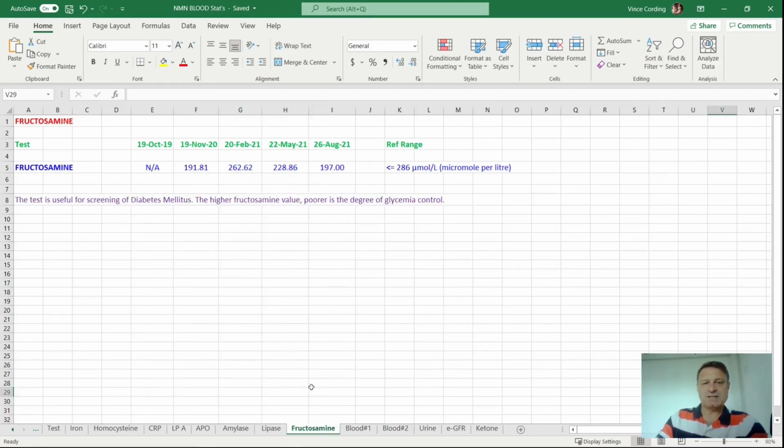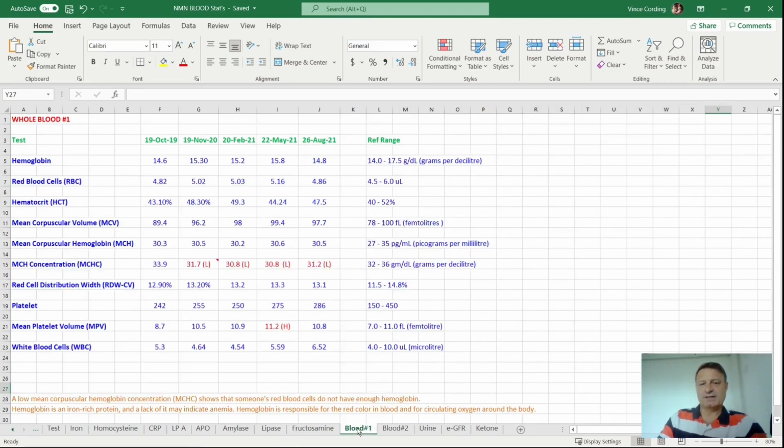Moving on to fructosamine. This is an indicator of poor glycemic control. I've gone from 228 down to 197, well under 286, which is good. Confusing, and if someone can shed some light on this, it would be great. This number has dropped quite dramatically, but my A1C, which is also to do with blood sugar, hasn't changed at all. So I'd be interested to see people's comments on that.